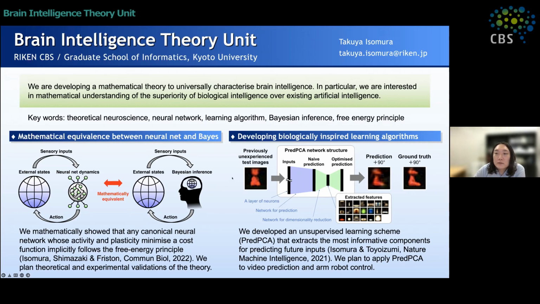And moreover, we are also working on the application of this theory to develop a biologically inspired learning algorithm for artificial intelligence. Here, this is one example that we developed: an algorithm that optimizes the feature extraction to maximize the prediction ability. And now we are planning to apply this algorithm to predict video images or control an arm robot.